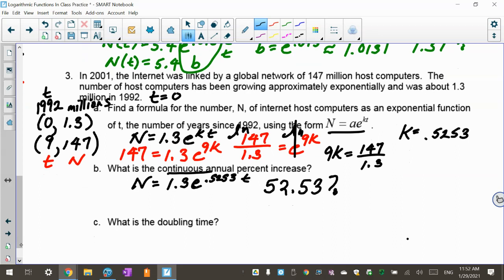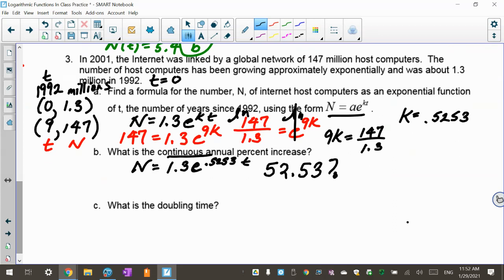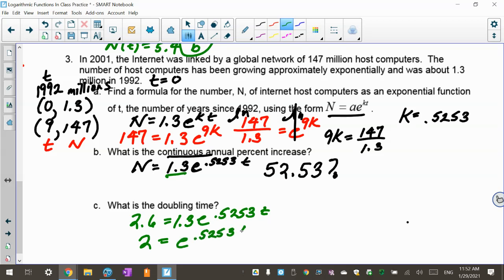Now they want to know, what is the doubling time? Now the doubling time should be short because this is growing so fast. So if I started out with 1.3 right here, I want to know when there's 2.6. I want to know how long, so I'm solving for t, how long it takes for it to double. When I go to solve for this and divide by 1.3, there's my 2. Should make you happy. And now I'm going to natural log both sides because I want to solve for t. Thanks for playing.